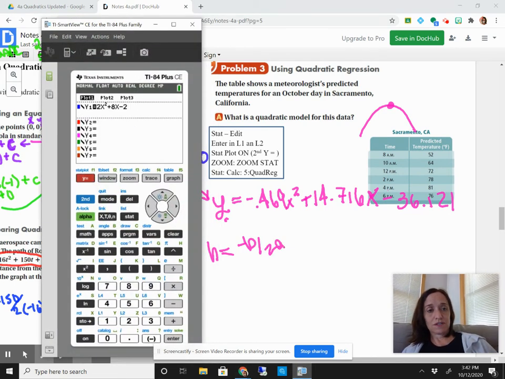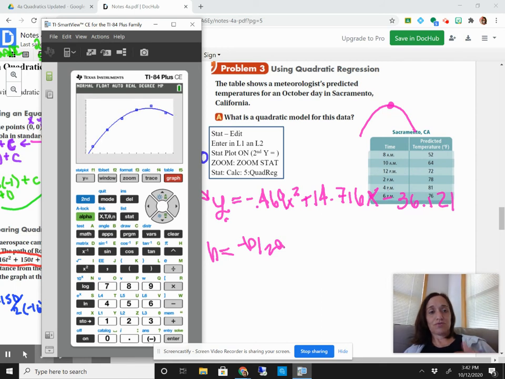So if I type this equation in, y equals negative 0.469x squared plus 14.716x minus 36.121. Make sure that looks all okay. Now let me just graph this to make sure this looks right, and it should go through. You can see it doesn't go exactly through all the points because it had to pick a route that best fit it.